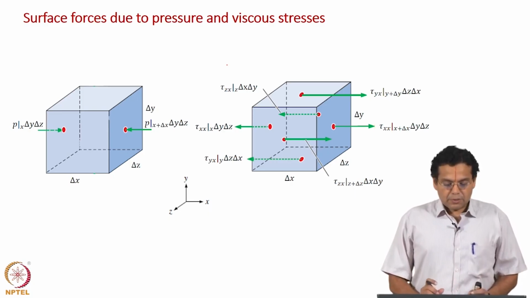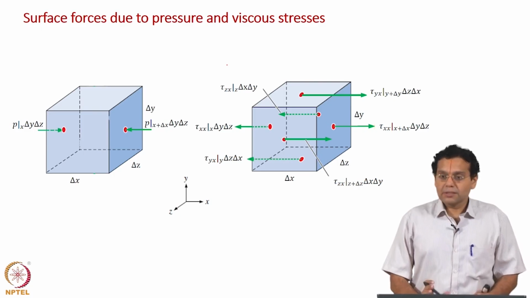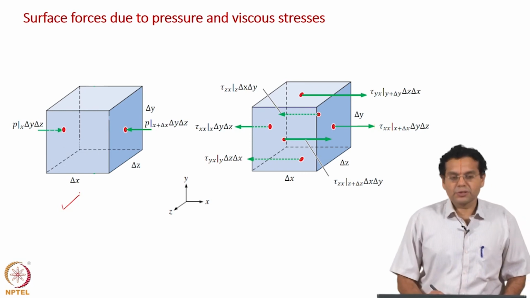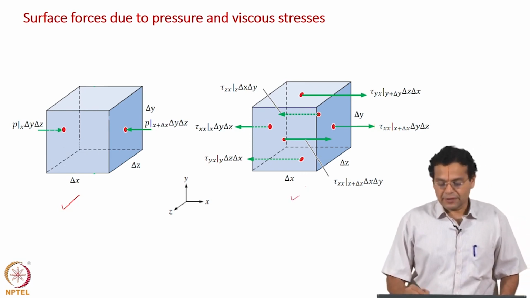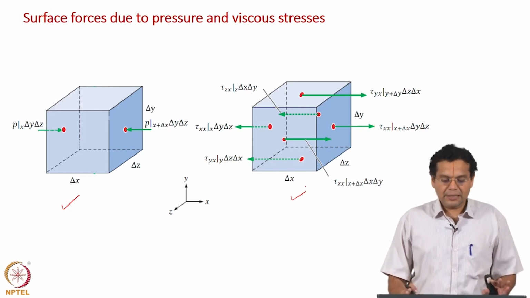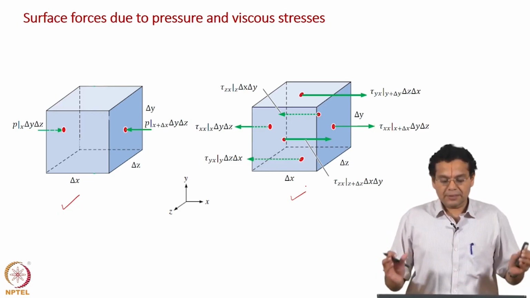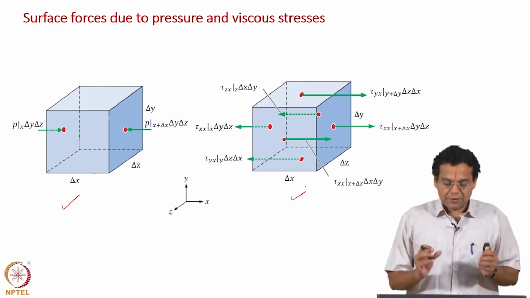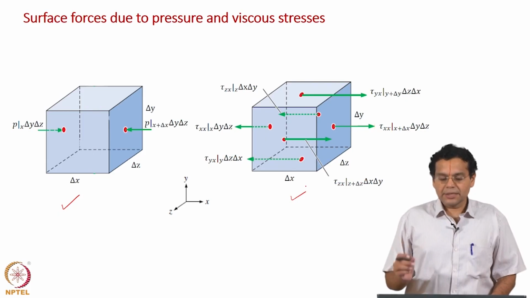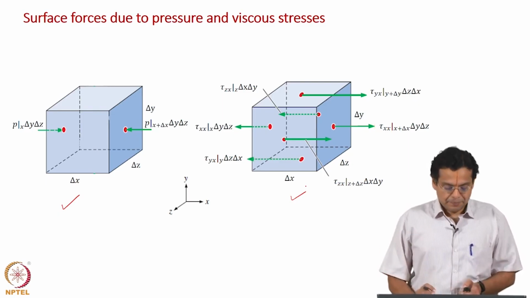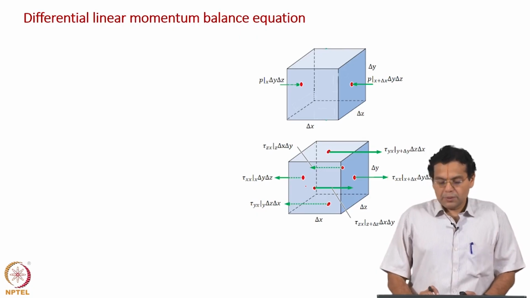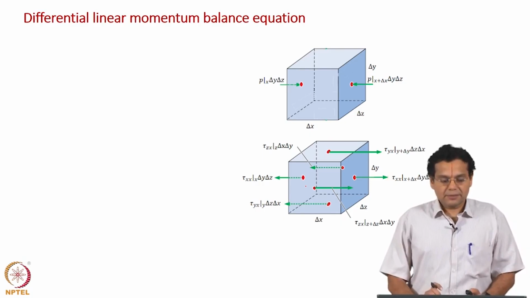Now, both are control volumes. The left one represents the surface forces due to pressure, and the right hand side figure represents surface forces due to viscous stresses. So, nothing new in this slide, whatever I discussed in the previous slides have been just put together, because we have to account for the surface forces on the right hand side due to pressure and viscous stresses. Okay. Now, we are ready to complete the linear momentum balance. Okay, let us do that.